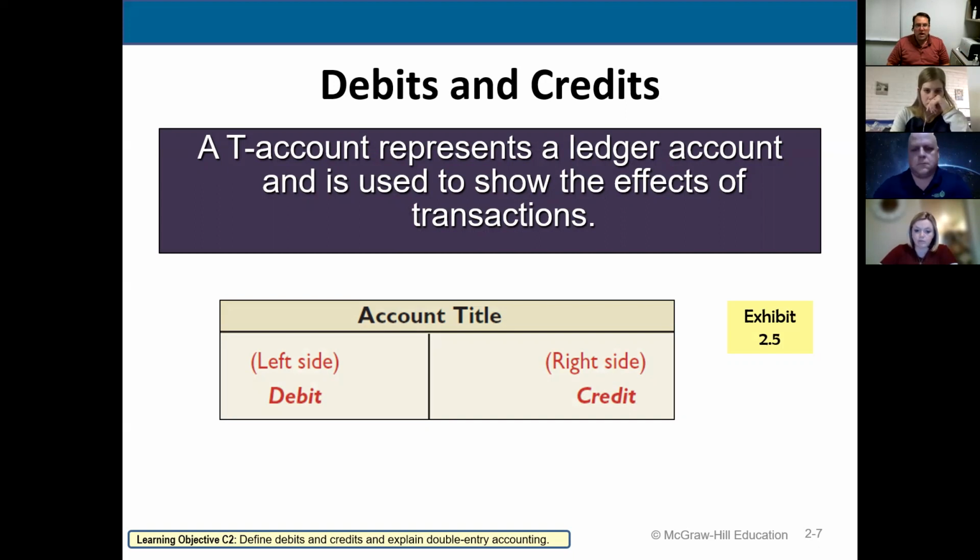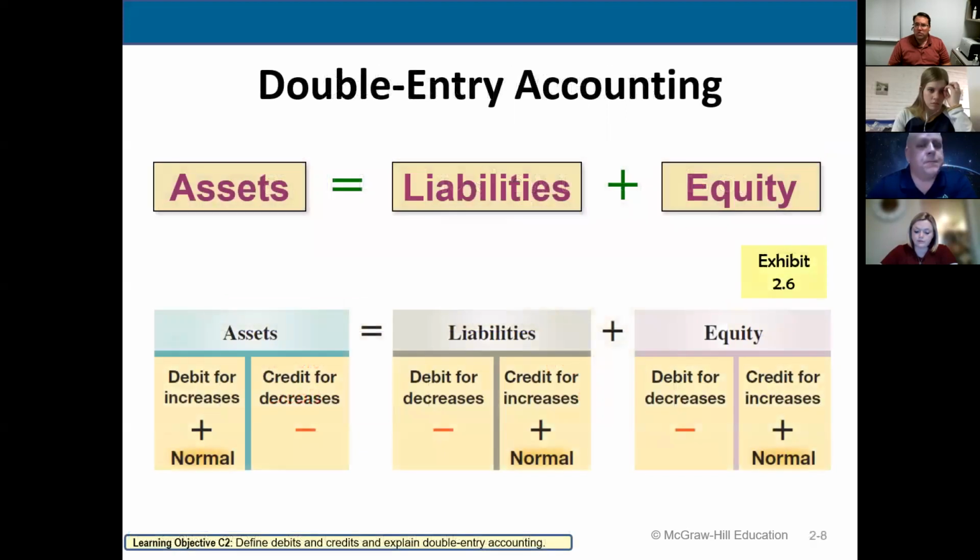And then we have to learn the rules of the different types of accounts, and then we'll be able to figure that out. So here are the rules. Asset accounts increase with a debit and they decrease with a credit. And then liability and equity accounts are the opposite. They increase with a credit and they decrease with a debit.